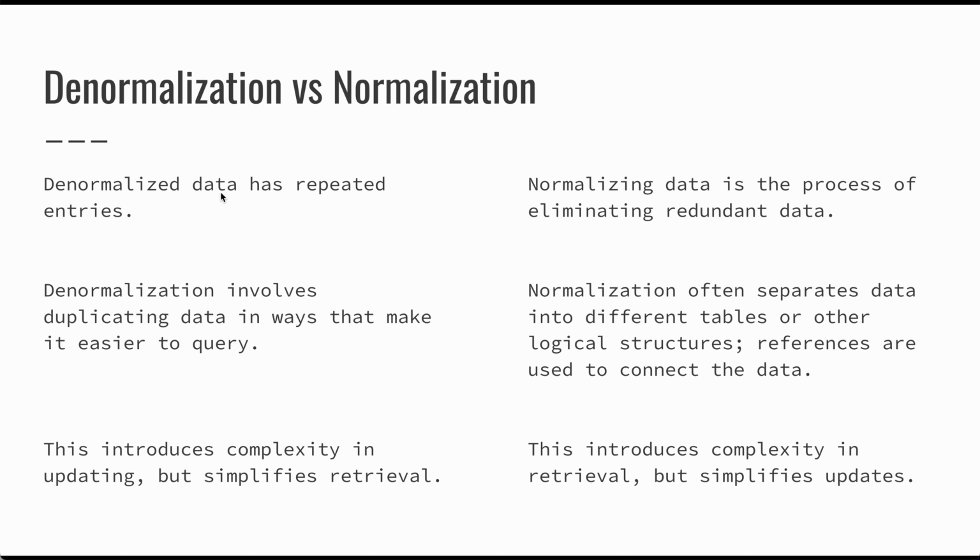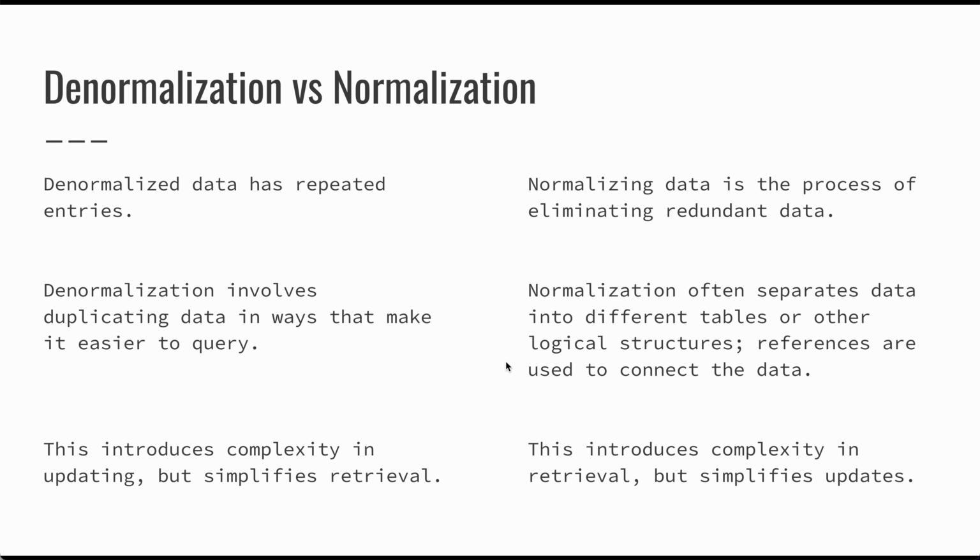So denormalized data has repeated entries. Normalizing data is the process of eliminating that redundant data. You're eliminating duplicate data. So, ideally you only have one place for every bit of data that you need to update anything. Denormalization involves duplicating data in ways that make it easier to query. So when we're denormalizing, sometimes that can be very valuable because we don't have to do any extra work to make that data accessible. We can access it very quickly.